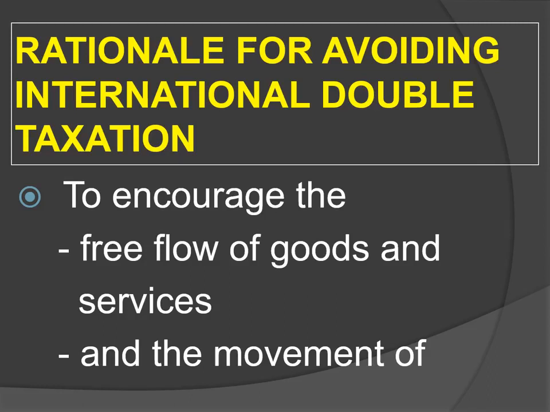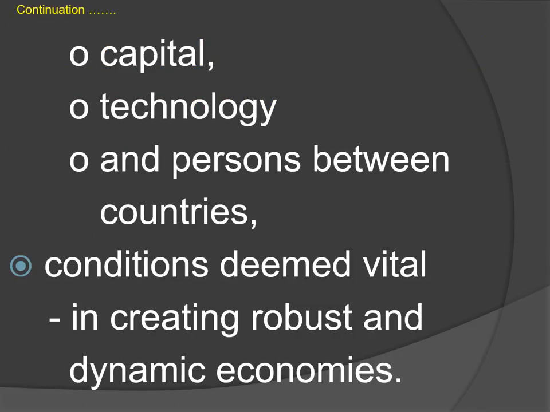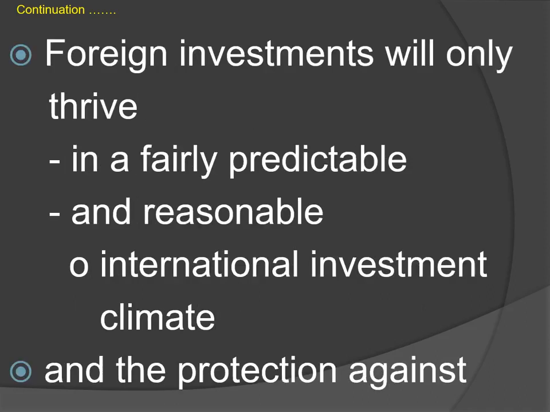But notice, international double taxation is indirect duplicate taxation, not direct duplicate. Why? Because there are two taxing authorities. The rationale for avoiding international double taxation is to encourage the free flow of goods and services, as well as the movement of capital, technology, and persons between countries.